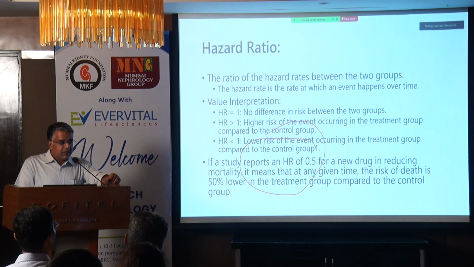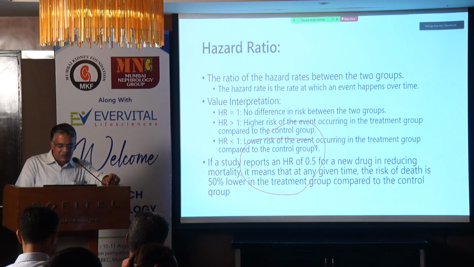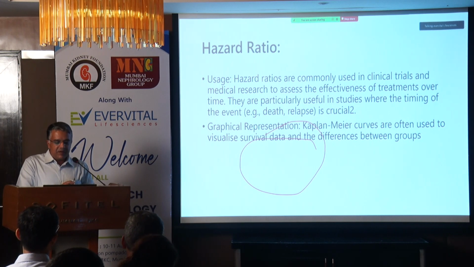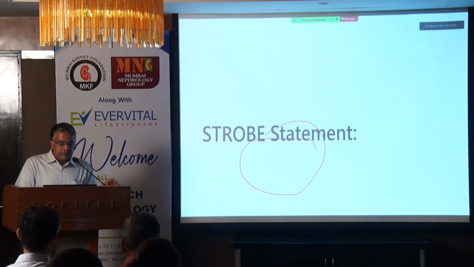Hazard ratio is when there is a time dependent event happening. So it is the hazard rate at which this event happens over time. Again, it is 1, more than 1, less than 1. For a non-statistician like me, that is simple. Okay, I am not a statistician. If somebody has anything to add, I would request you to add to this. Basically, hazard ratio is commonly used in clinical trials, and when effectiveness of treatment over time has to be reported. Right, and it is usually represented by Kaplan-Meier curves.